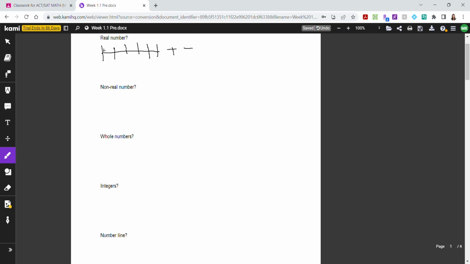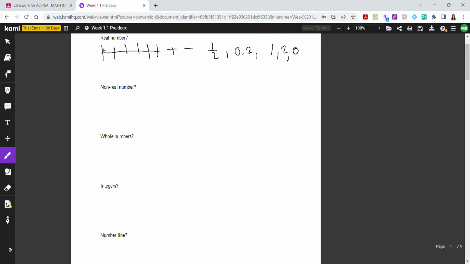And it can include every fraction, decimal, whole number, and even the zero. So it can be positive, negative, fraction, decimal, whole number, zero. Those are real numbers.